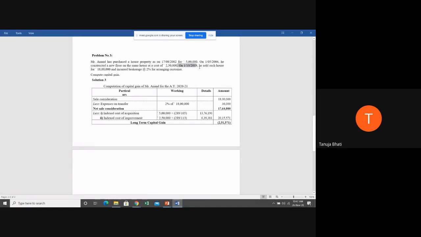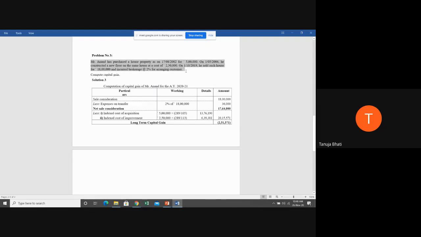On 1st October 2019, he sold such house for 18 lakh. So what is 18 lakh? Sale consideration. And he incurred brokerage for arranging the customer at 2% of 18 lakh. So what is this brokerage? Expenses on transfer.